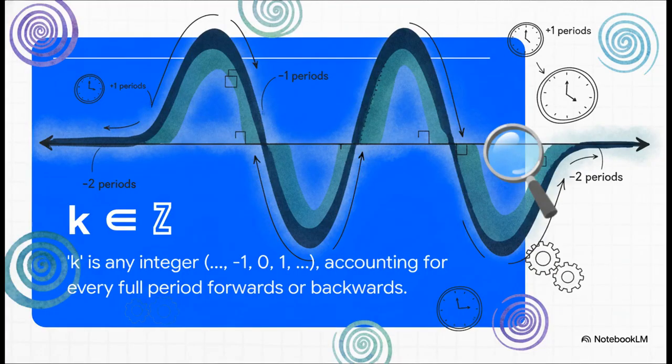So what is this mysterious k variable anyway? Well, it's nothing fancy. It just stands for any integer. 1, 2, 3, but also 0, and even the negatives like -1, -2. It's the engine of this whole thing. If k is 1, you're 1 rotation forward. If k is 2, you're 2 rotations forward. And if k is -1, you're 1 rotation backwards. It generates every single possibility.